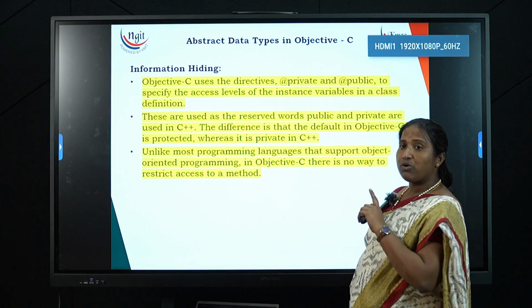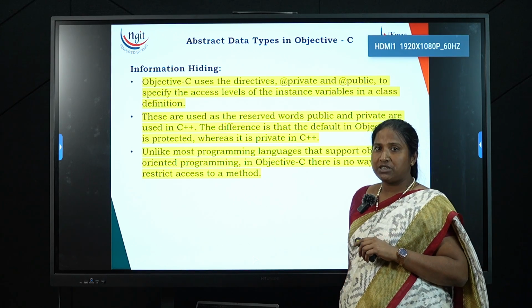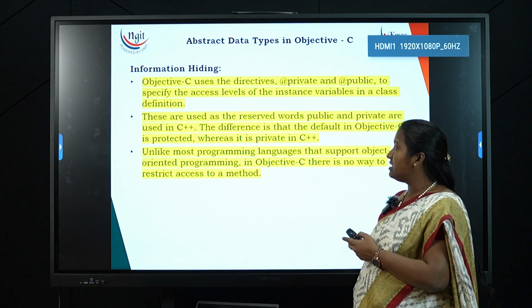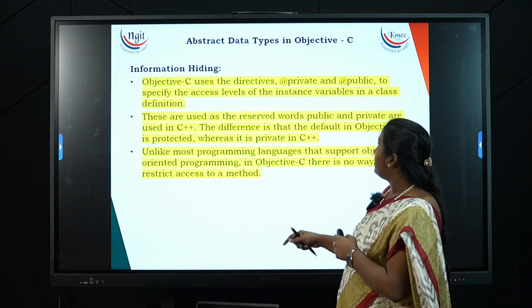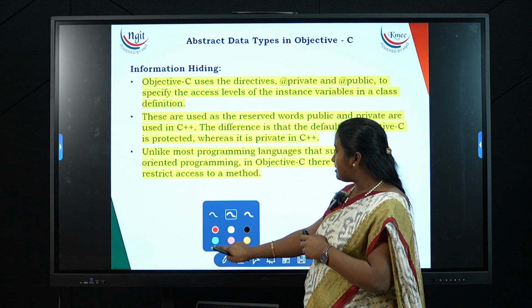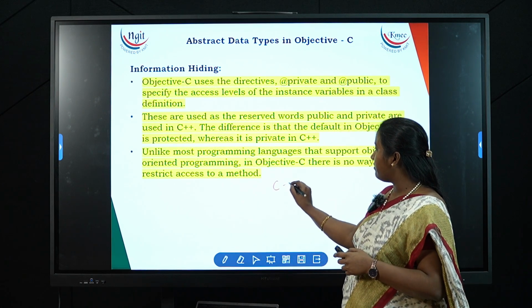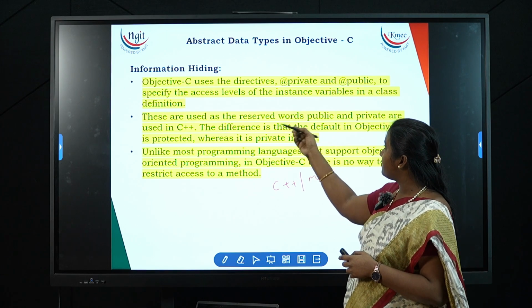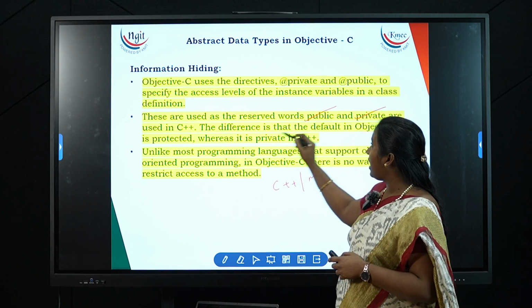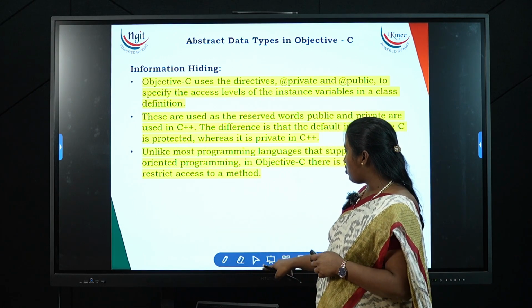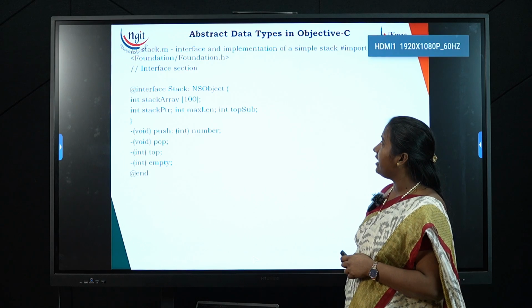The other thing is that abstraction is provided with information hiding. Generally we have access specifiers. C++ has two access specifiers, public and private. Objective-C has three: public, private and protected. Now let's see how we restrict users from having access to the data.